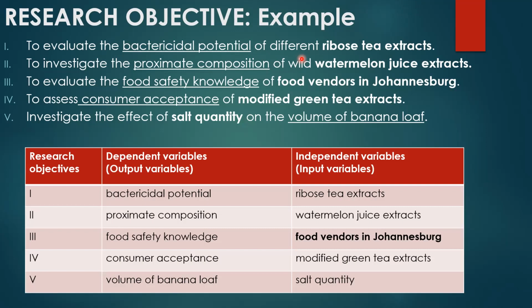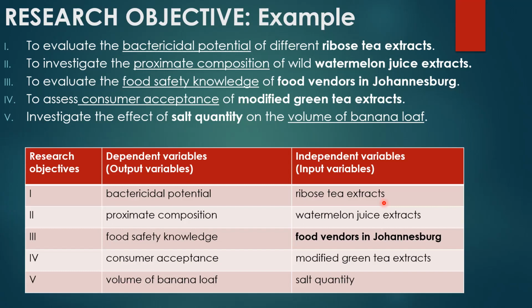In actual fact, I know that my dependent variable will be bactericidal potential. So what data am I going to collect there? I'm going to count live bacteria or dead bacteria. Therefore, ribose T extracts, definitely I'll have different extracts, maybe different quantities, maybe using different extraction solvents and stuff like that, but my independent variable will definitely be ribose T extract. So this is how I get to know my independent variable. I will do my experiment with ribose T. Therefore, ribose T extract is my independent variable. At the end of the day, I'm going to measure bactericidal potential. Therefore, bactericidal potential is my dependent variable.